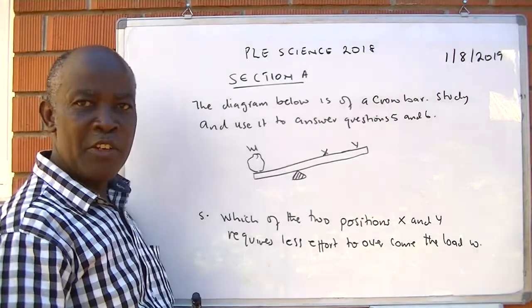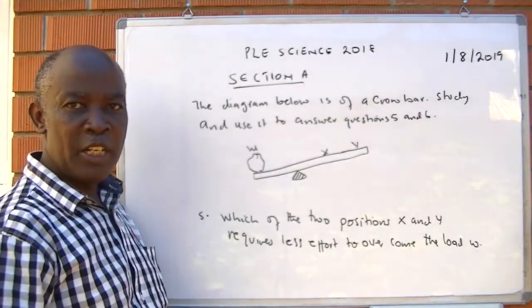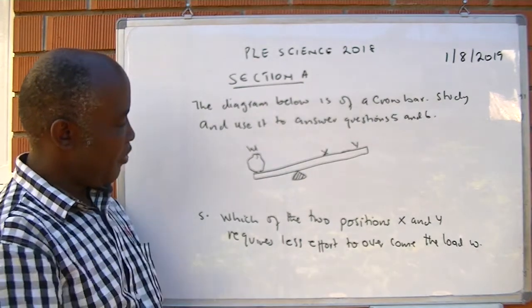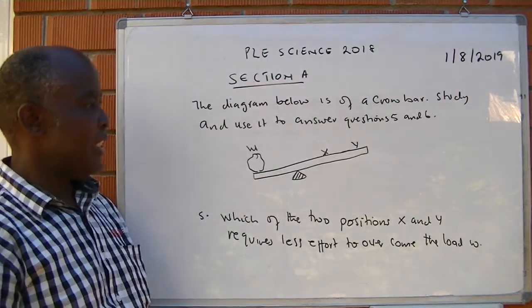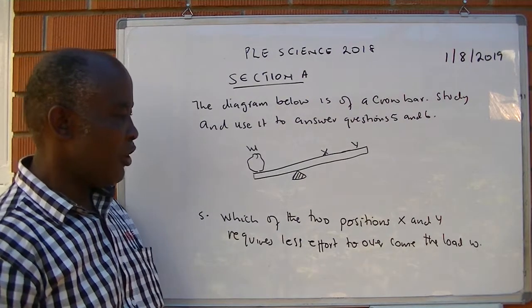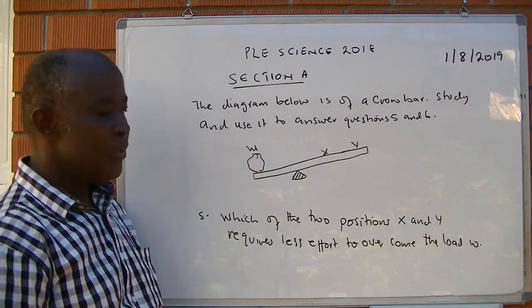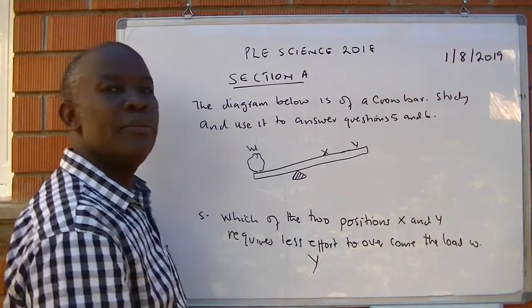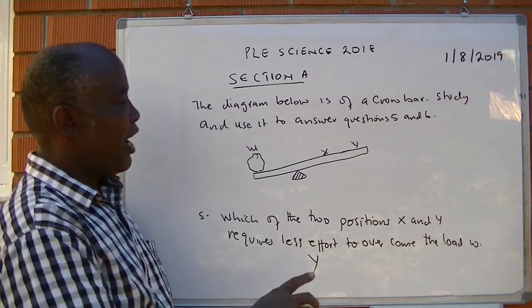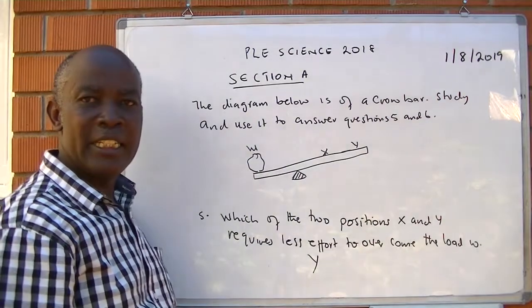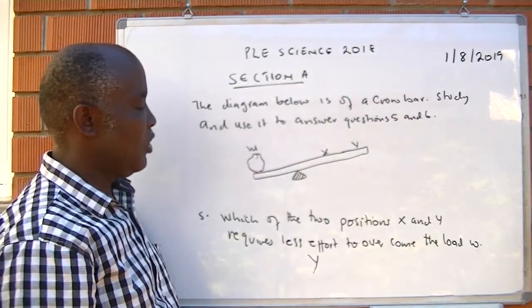The diagram below is of a crow bar. Study it and use it to answer questions 5 and 6. Number 5, which of the two positions, X and Y, requires less effort to overcome the load W? That is Y. The further the effort from the pivot, the less the energy used.